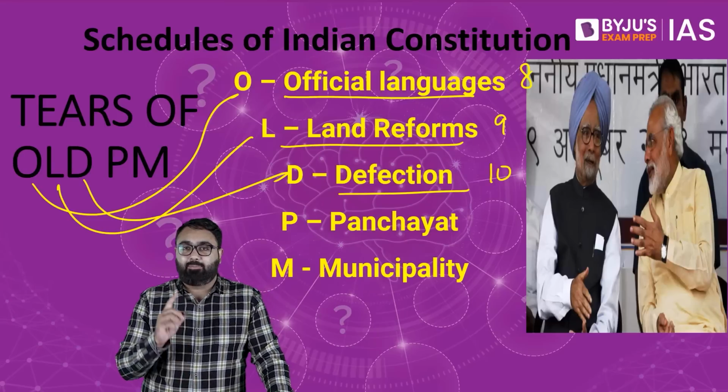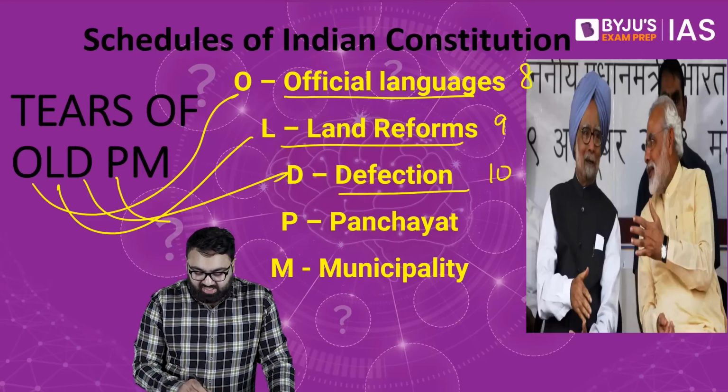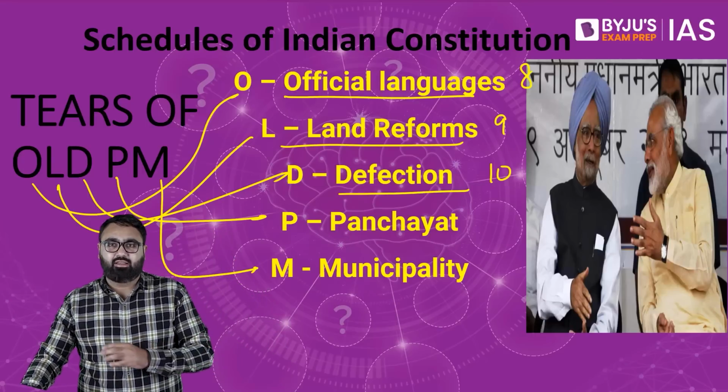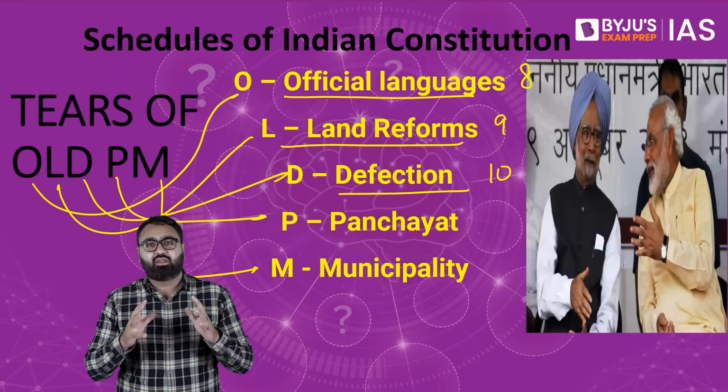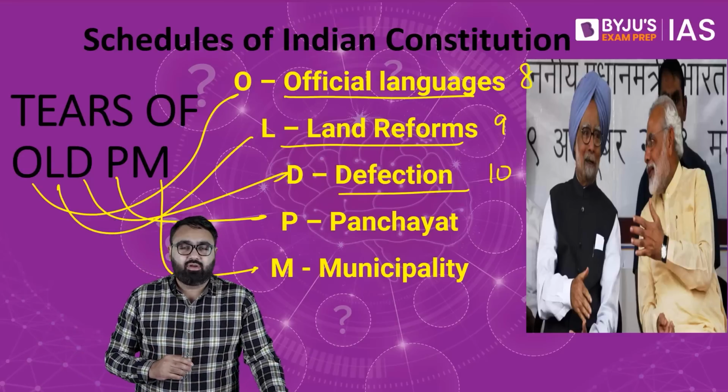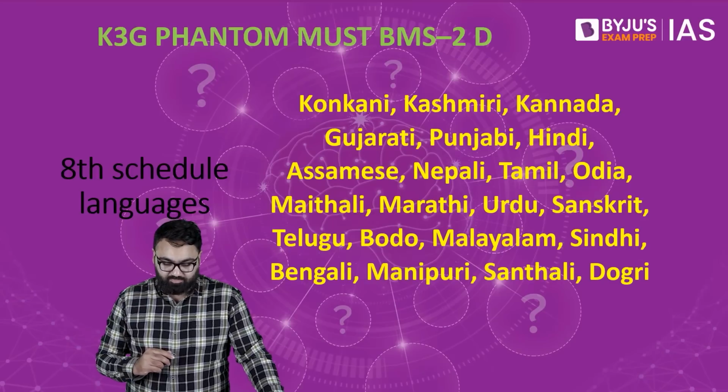The last 2 letters are P and M, and as you would rightly know, P stands for Panchayat, M stands for municipality. So one of the easiest and the most well-known mnemonic for remembering the schedules is this, tiers of old PM. I hope it is easy for you to remember these now.